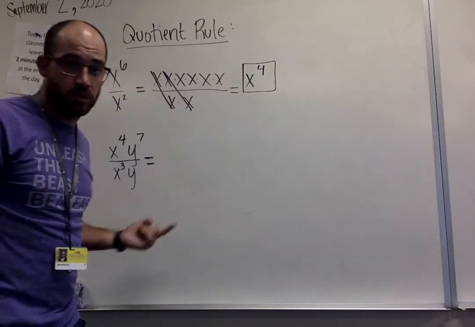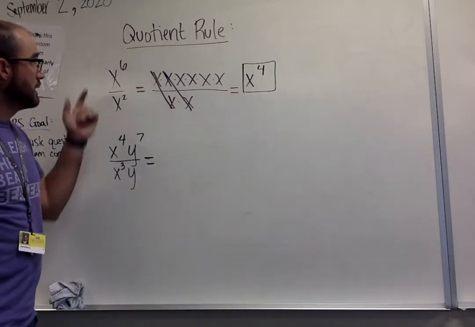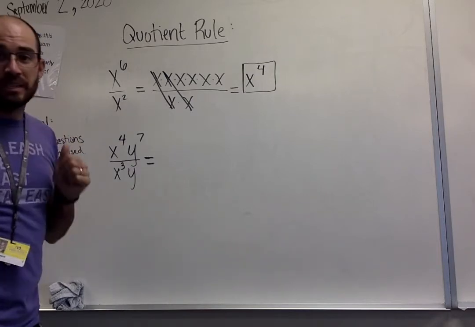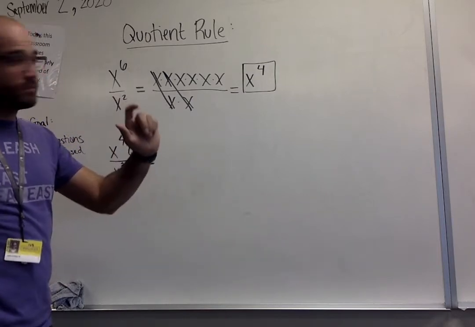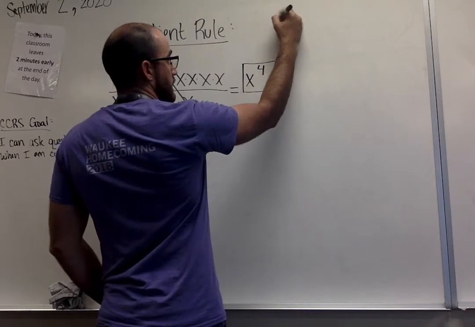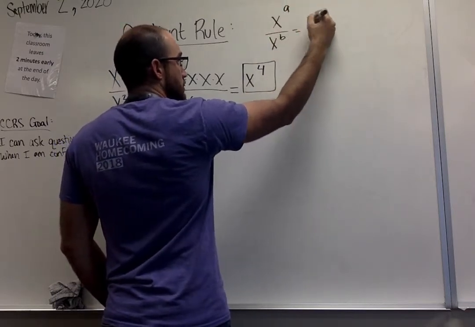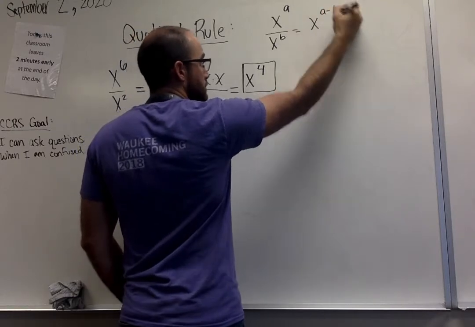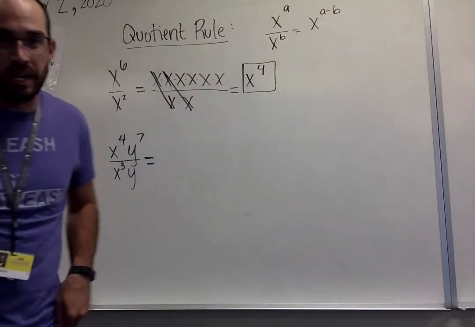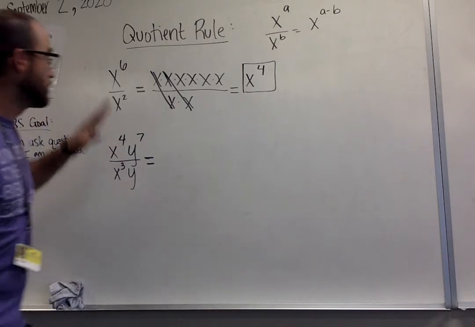If we're looking down below, so if we use that format of saying, hey, our quotient rule is that we take our same base. So what this actually looks like is if I said x to the a over x to the b equals x to the a minus b. And a and b just represent any given number. Okay, that's our quotient rule.